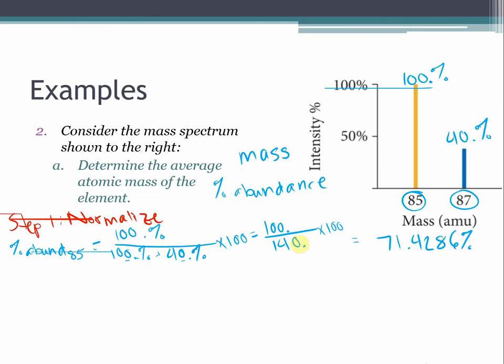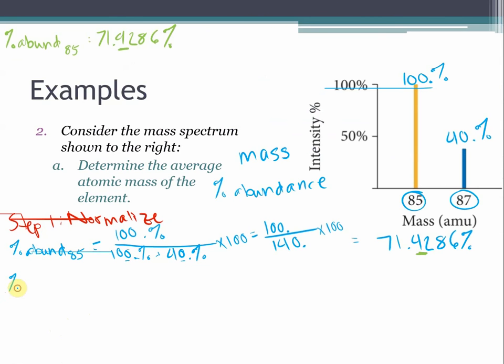So the last thing we did here was division. We had 3 sig figs and divided it by 3 sig figs, so our answer should be rounded to 3 sig figs. So if we were going to round this, we would round it to right there. We would round it to the 10ths place. So we can write this up here. The percent abundance of our 85 mass isotope is 71.4286 rounded to the 10th place. That's our first abundance. So now we'll normalize our other isotope.